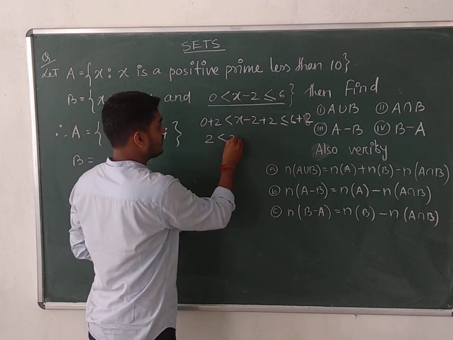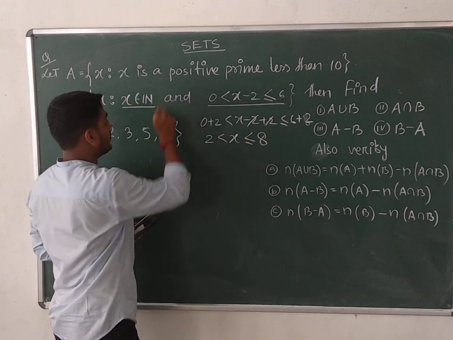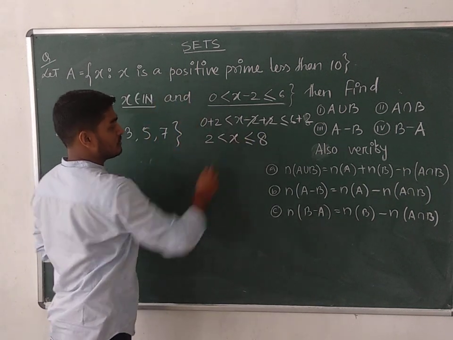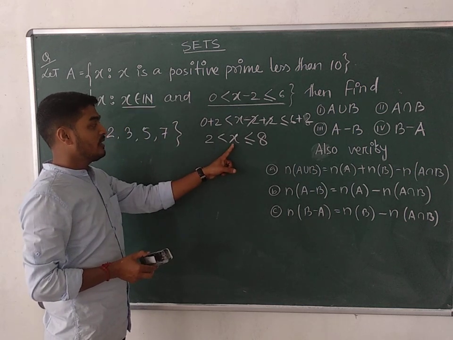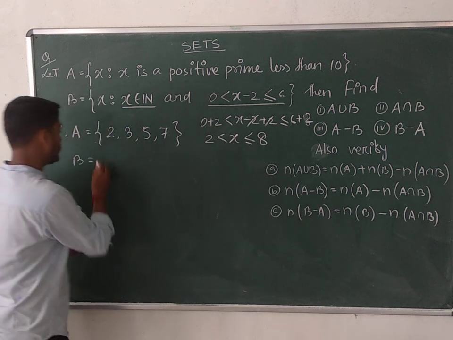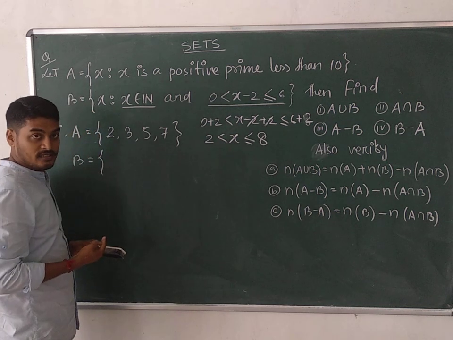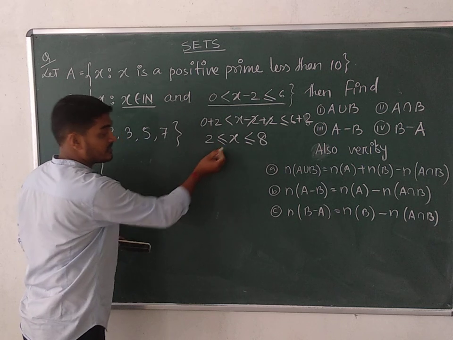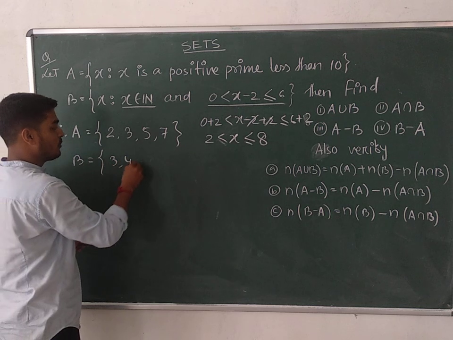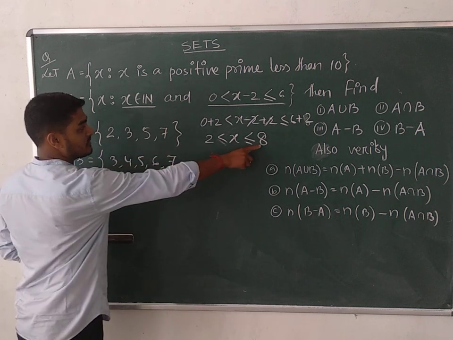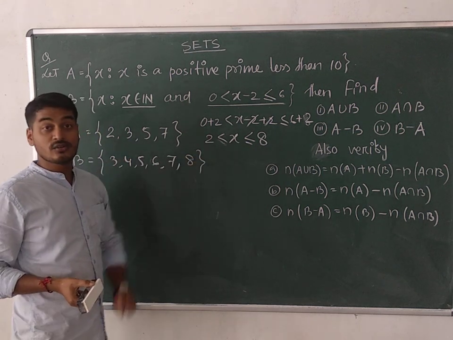So what will be the expression then? It will be 2 less than x less than 8, as the plus and minus 2 cancel. That means in this set B, it will contain all those natural numbers which lie between 2 and 8. First of all, the value of x should not be 1 because 1 does not lie between 2 and 8. It should not be 2 because the equal sign is not there. That means x should be greater than 2. It will be 3, 4, 5, 6, 7. Am I correct? 8 also, because the value x equal to 8 is also mentioned there.